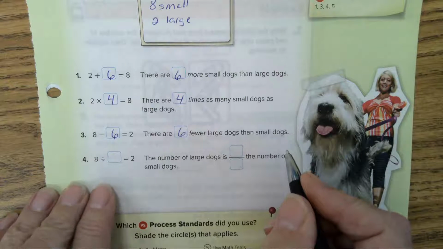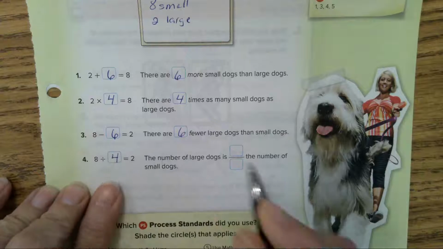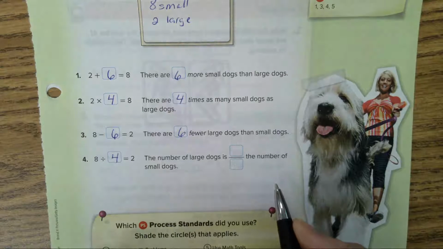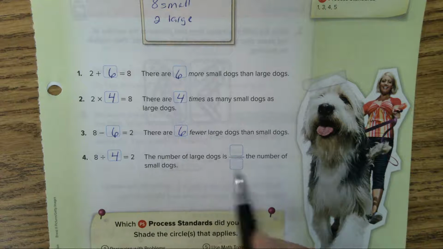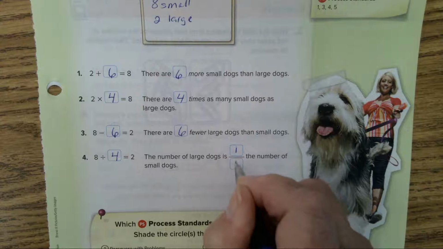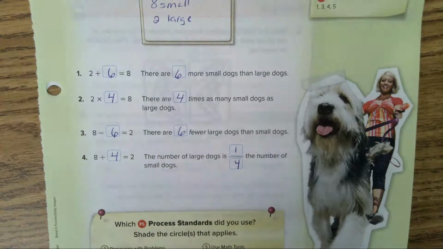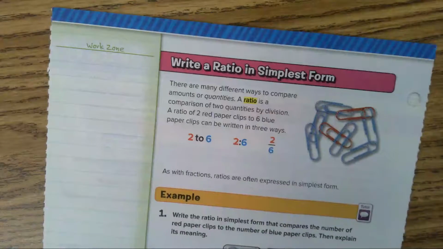You're thinking this is like first grade stuff. 8 divided by 4 is 2. Well, it is pretty easy. We're talking about comparing numbers. It says the number of large dogs is blank the number of small dogs. It is 1/4.